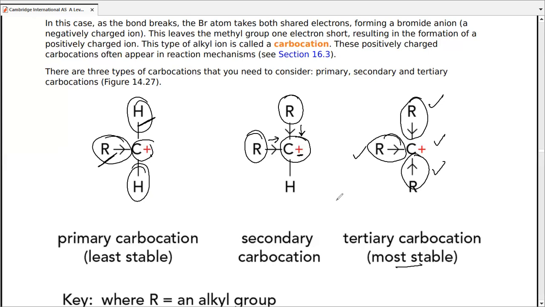Sir, I have a question. Yes, sir. Go ahead. Sir, when we are naming, so suppose we are naming a tertiary carbocation, so we'll use the word carbocation in the naming or no?